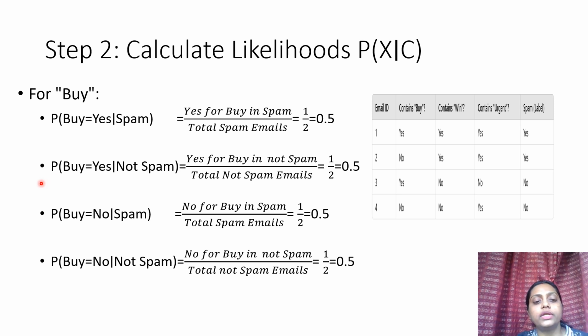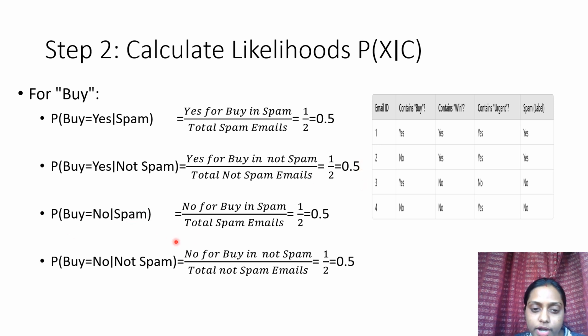Similarly, when the probability of buy equals yes is conditioned on not spam, what is the value? Yes for buy in not spam is 1 by the total not spam emails, which is 2. Here the buy is yes for the third tuple and the spam label is no. So the probability is again 1 by 2, which is 0.5.